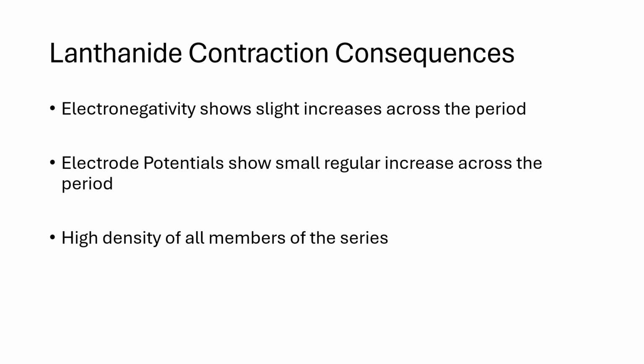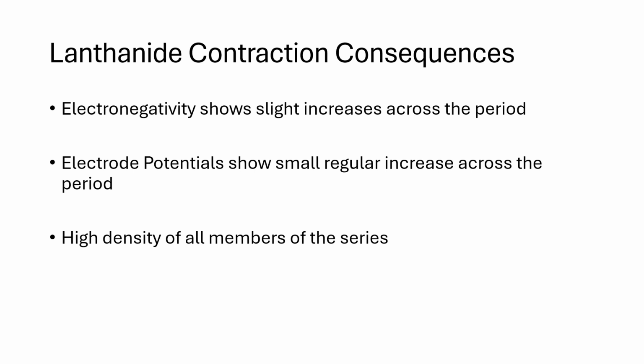The electronegativity shows a slight increase across the period because of that, and also electric potential, so a small regular increase across the period. These increases are actually quite small, and so these properties cannot really be used, for example, in separating one group of lanthanides from the next in a mixture, but they can be used for some technological applications.